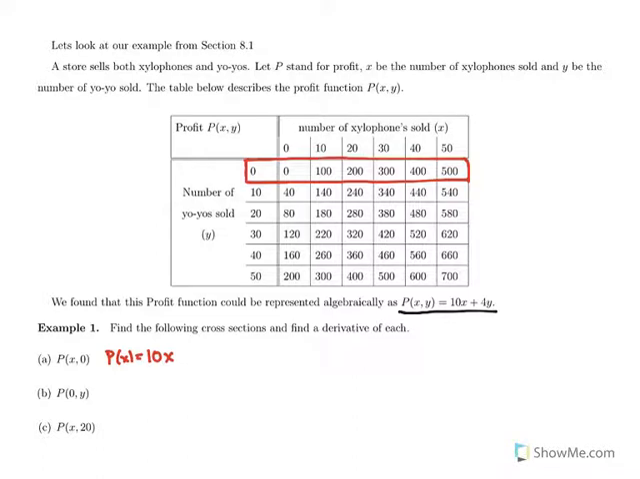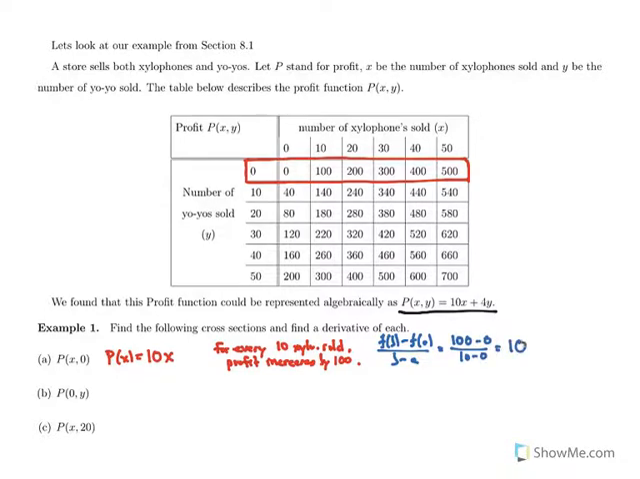And we know we can find this out by saying that for every 10 xylophones sold, the profit increases by 100. And this is the idea of a slope, or f of b minus f of a over b minus a, the slope of the secant line. We can get something like 100 minus 0 over 10 minus 0 would give us 10. And that is the derivative of that function.